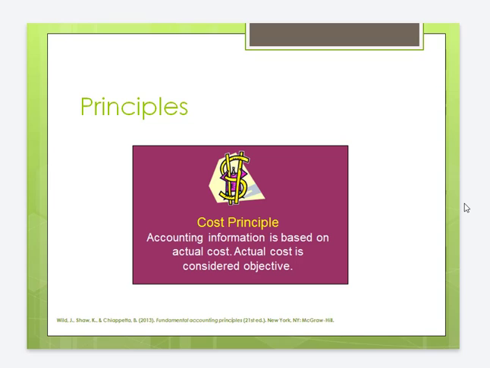The cost principle. Under U.S. GAAP, we record transactions based on their actual historical cost. That number is verifiable, and it lacks some of the subjectivity that might be involved in other figures.